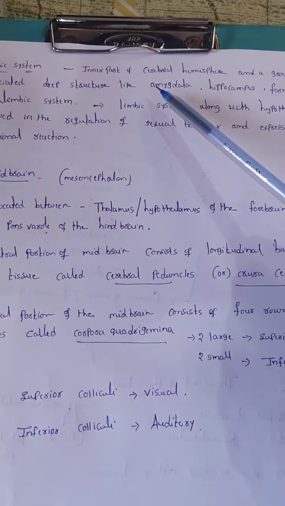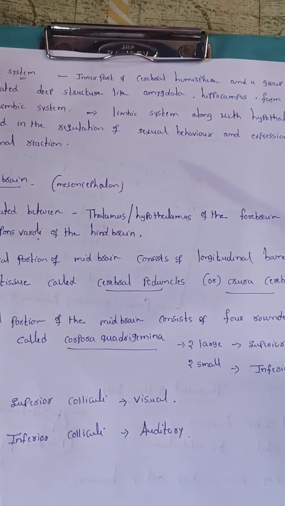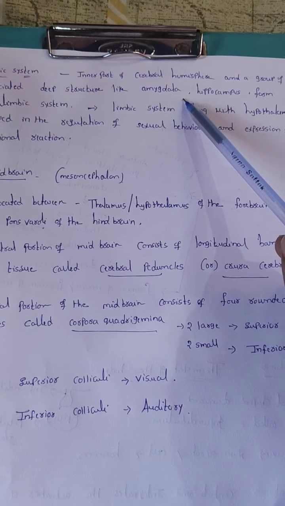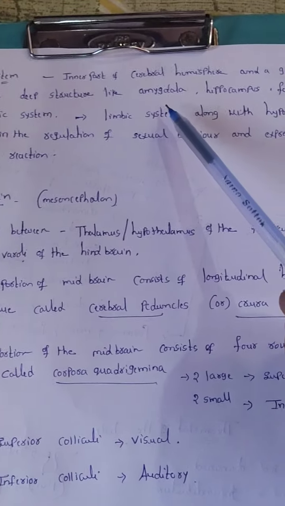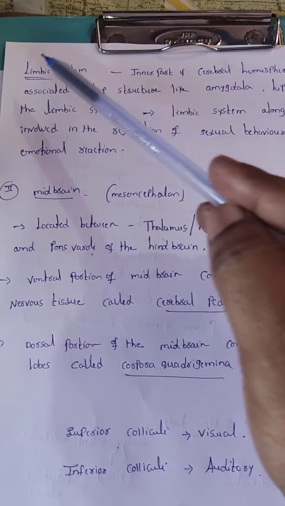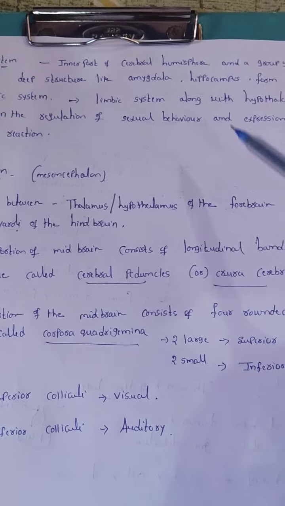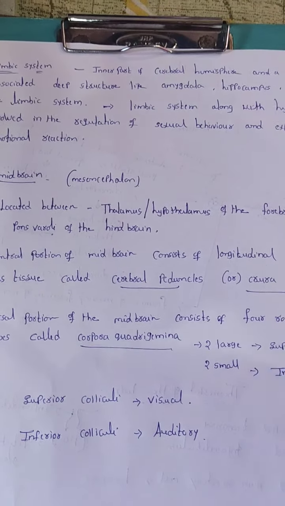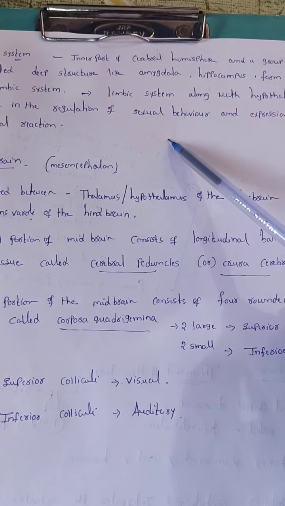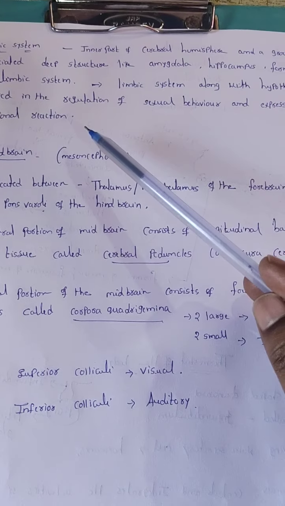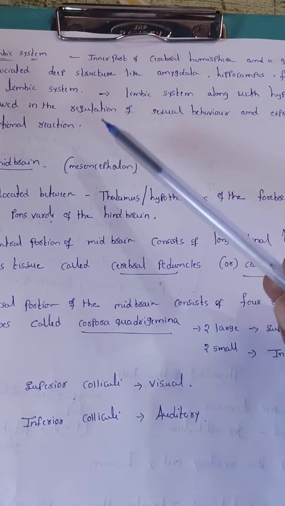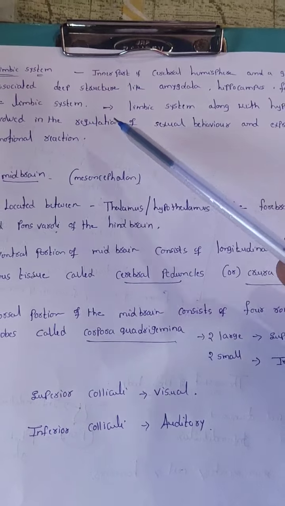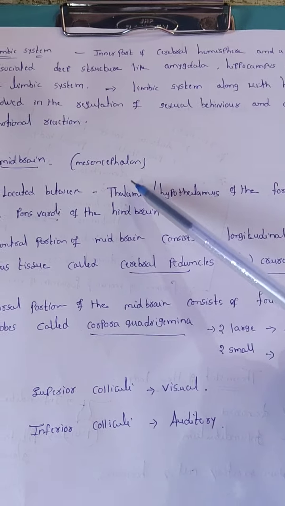Now see the inner part of the cerebral hemisphere. In the deep structure there are two parts: the amygdala and the hippocampus. Amygdala and hippocampus combined are called the limbic system. The limbic system along with the hypothalamus regulates sexual behavior, expressions and emotional reactions.